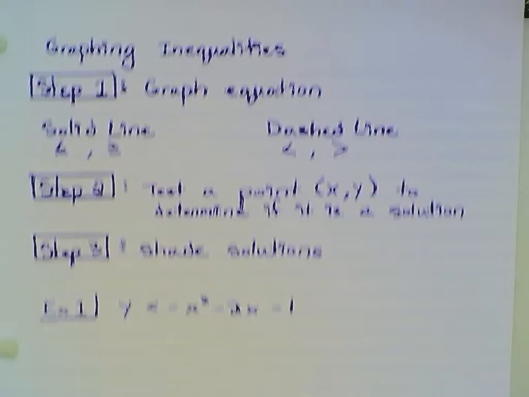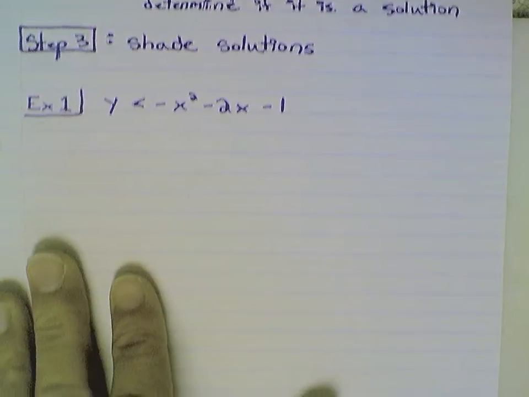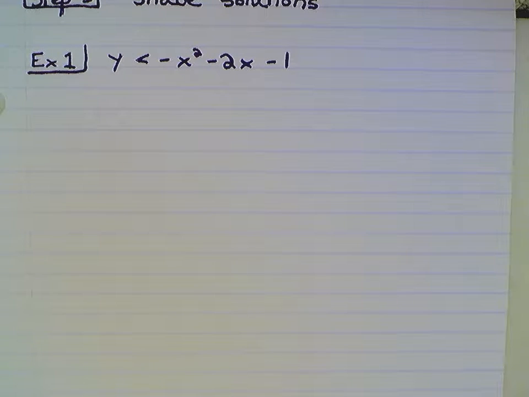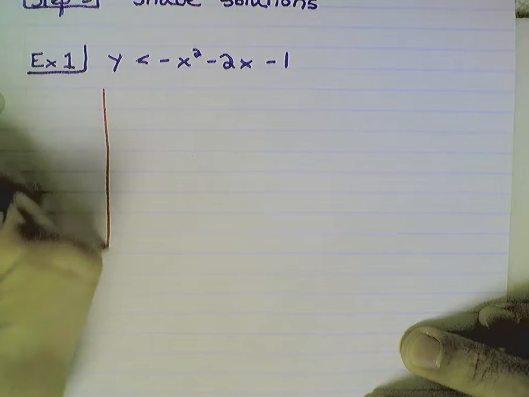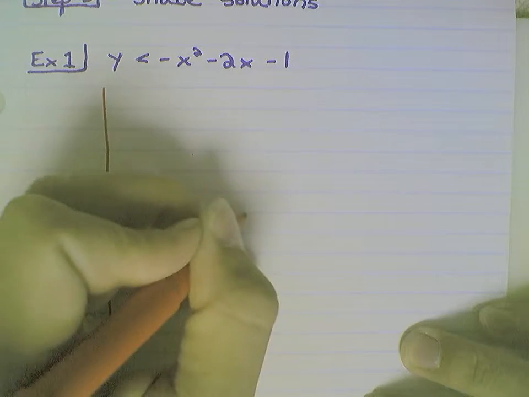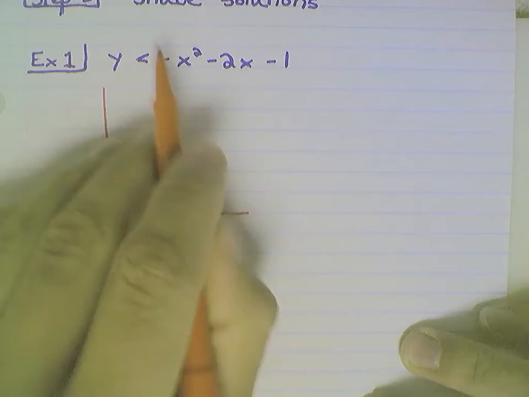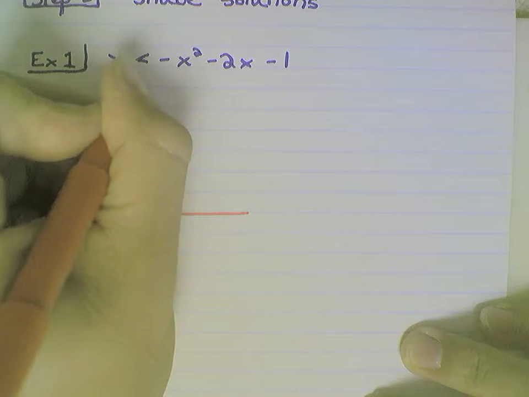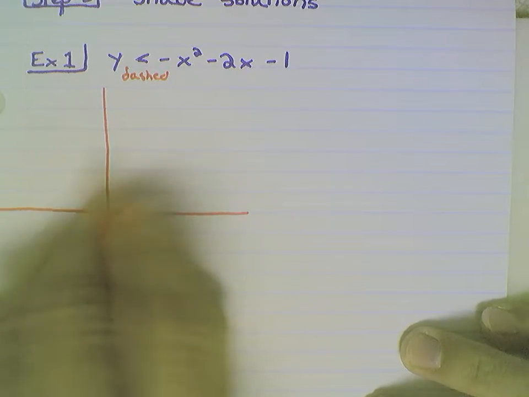So moving on to our example here, let's suppose I have the following example. I have y is less than negative x squared minus 2x minus 1. Well, once again, I want to start by graphing this equation. Now, before I even graph it, I might just make a side note to myself. Notice I don't have an equal to sign, so my line has to be a dashed line. So that's just something to keep in mind before I write it down.